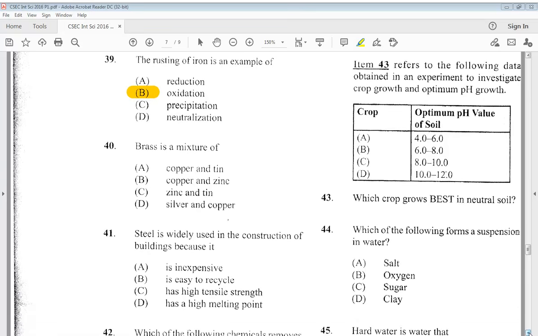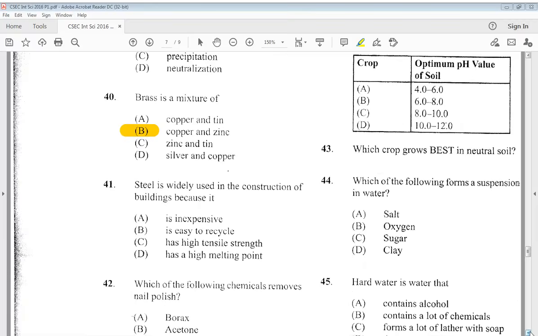40 says, brass is a mixture of A. Copper and tin, B. Copper and zinc, C. Zinc and tin, or D. Silver and copper. Now we know this is a repeated question. So we know it is B, copper and zinc.